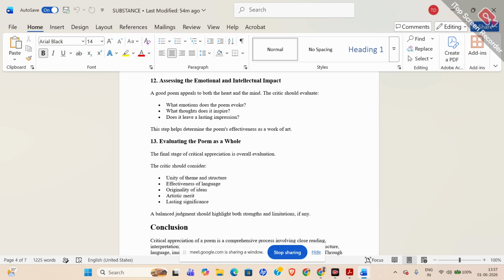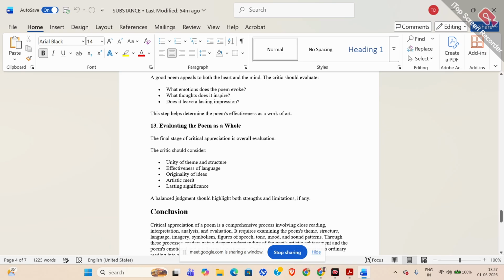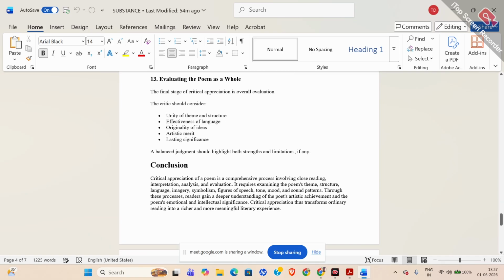Next comes evaluating the poem as a whole. The final stage of critical appreciation is overall evaluation. The critic should consider unity of theme and structure, effectiveness of language, originality of ideas, artistic merit, and lasting significance. A balanced judgment should highlight both strengths and limitations. So you should not only praise the poem or the poet, but if you find any shortcoming, you have to write that. যে কোনো ভাবে আর কি, এগুলোর মধ্যে থিম, ল্যাঙ্গুয়েজ, অরিজিনালিটি অফ আইডিয়া, আর্টিস্টিক মেরিট, লাস্টিং সিগনিফিকেন্স, এভরিথিং.